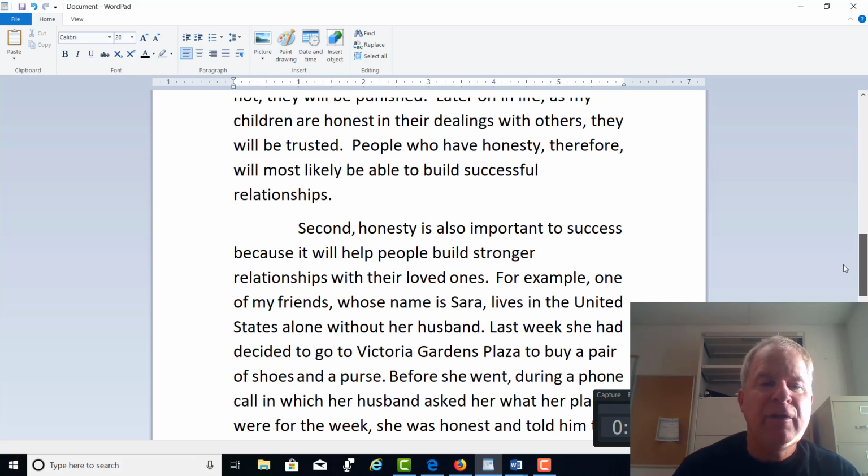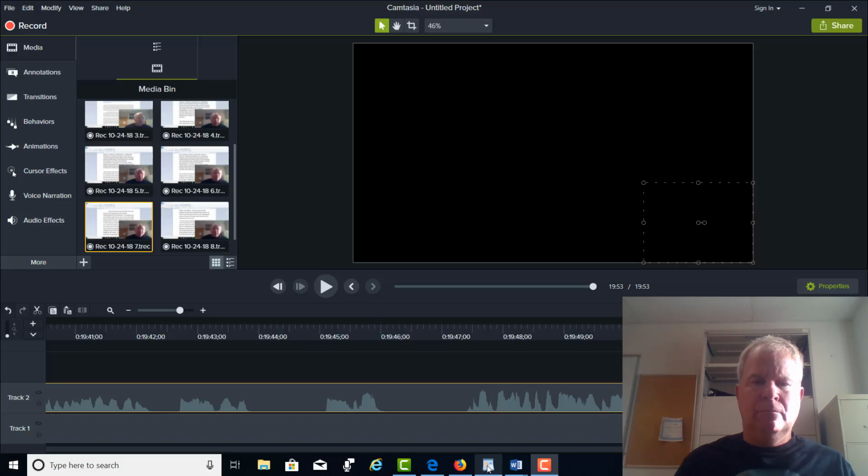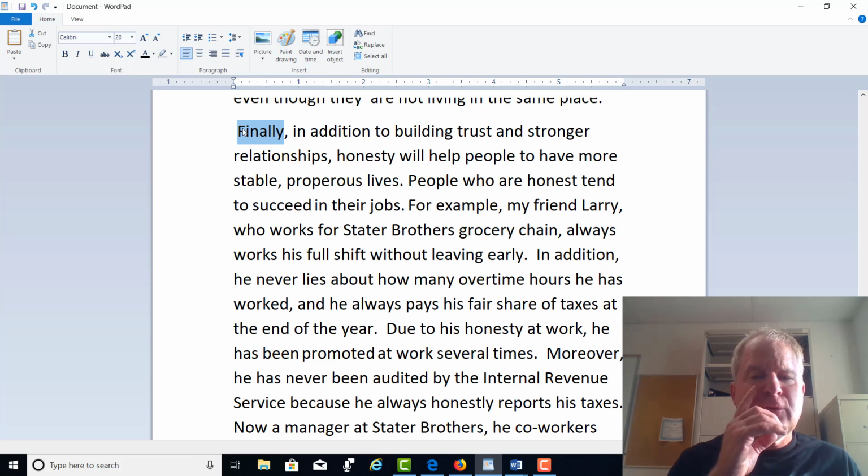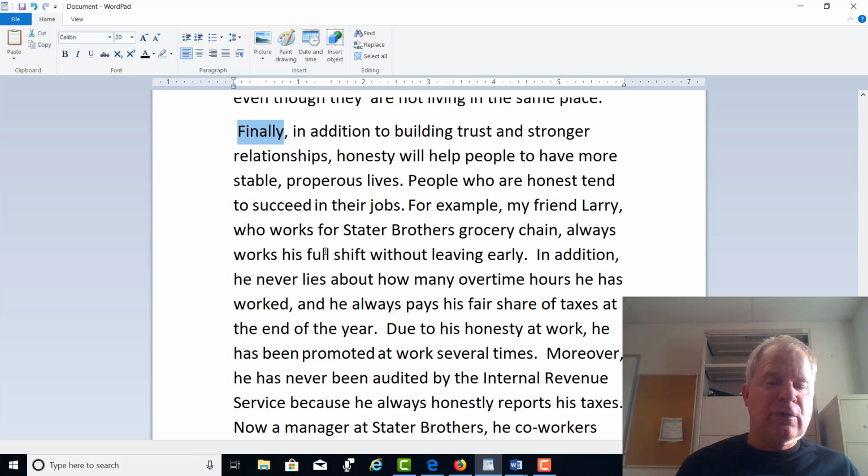So I developed this idea just a little bit more. This is the final paragraph, so let's see what I did here. So finally, in addition to building trust and stronger relationships, honesty will help people to have more stable, prosperous lives. People who are honest tend to succeed in their jobs. For example, my friend Larry, who works for Stater Brothers grocery chain, always works his full shift without leaving early. In addition, he never lies about how many overtime hours he has worked, and he always pays his fair share of taxes at the end of the year. Due to his honesty at work, he has been promoted at work several times.